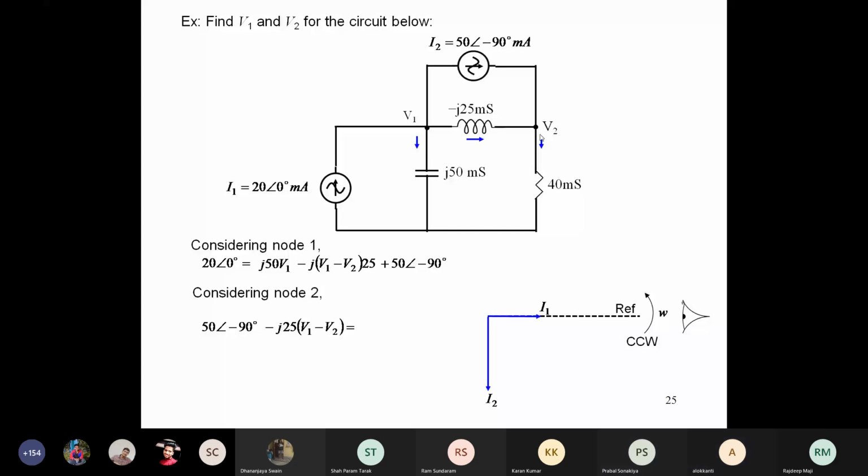This is V2 into 40 because it is given in Siemens. 40 V2. Okay, the equations.